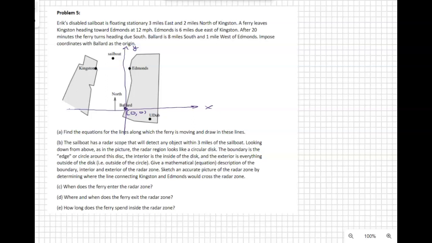Ballard is 8 miles south and 1 mile west of Edmonds. So that means Edmonds is 8 up and 1 this way. So this is at 8, 1.